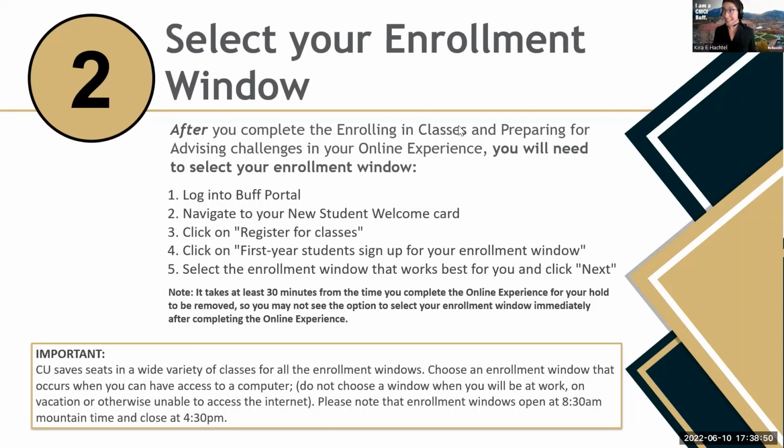Once you have completed your online experience modules for June, that includes the enrolling in classes and preparing for advising modules and the challenges associated with those modules, you will be able to select an enrollment window through your Buff portal. To do this, you can log into Buff portal, navigate to your new student welcome card, click on Register for Classes, and at that time, you will be prompted to select your enrollment window.